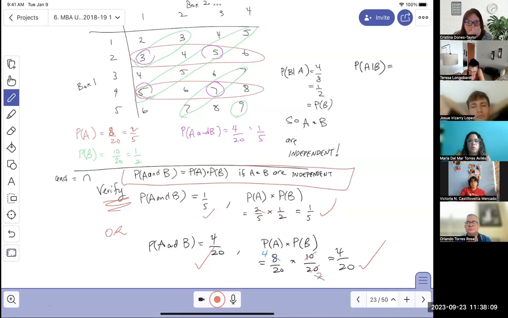Inside of B, B are the green. How many are A? So the subset of B is how many outcomes? 10, right? There's 10 green outcomes: 1, 2, 3, 4, 5, 6, 7, 8, 9, 10. And out of those 10, how many are A? 4. Or in other words, 2/5.